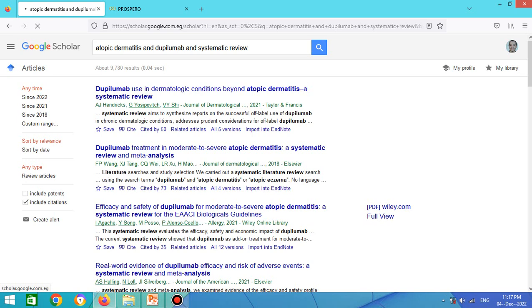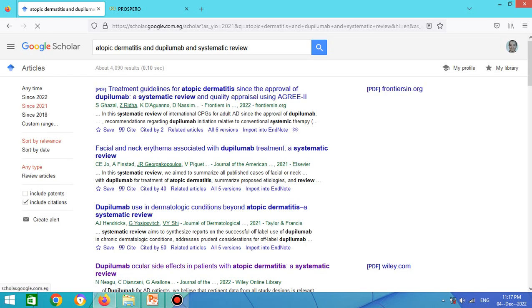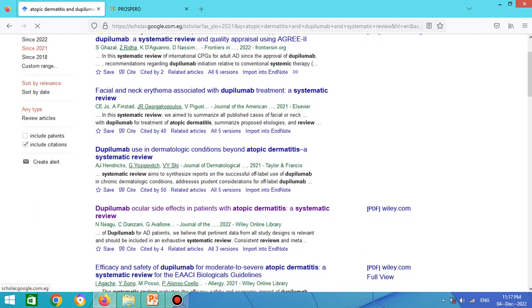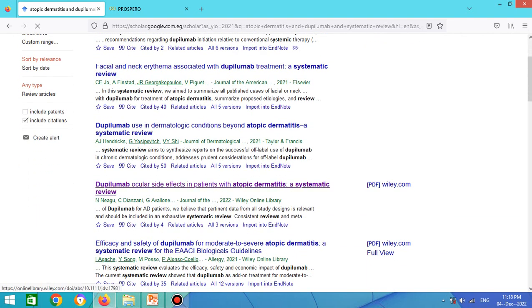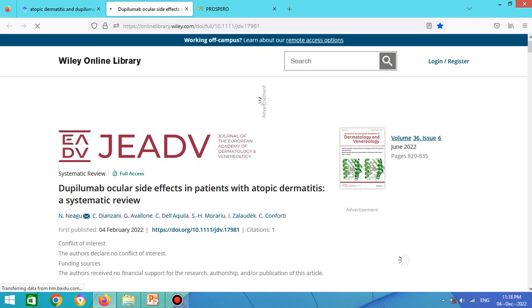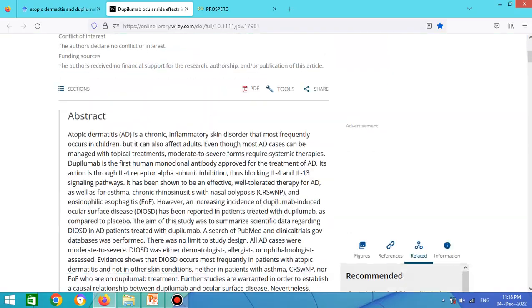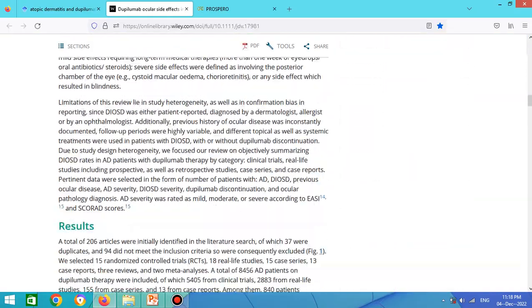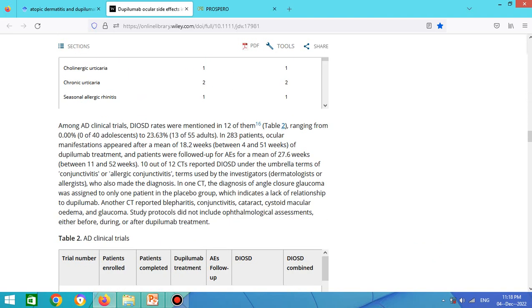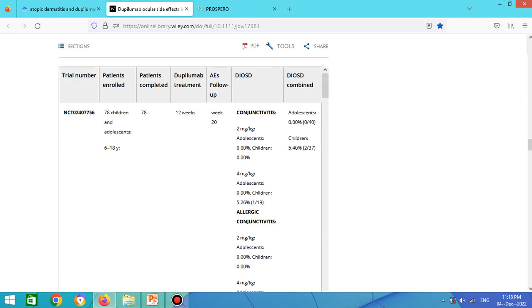You will limit your search to 2021. Then you have to scroll through some systematic reviews. Let us choose dupilumab ocular side effects in patients with atopic dermatitis as a systematic review. In this paper, the authors didn't meta-analyze, and there are eligible data for meta-analysis. We will scroll to the results section. We will find that we have data that can be meta-analyzed.